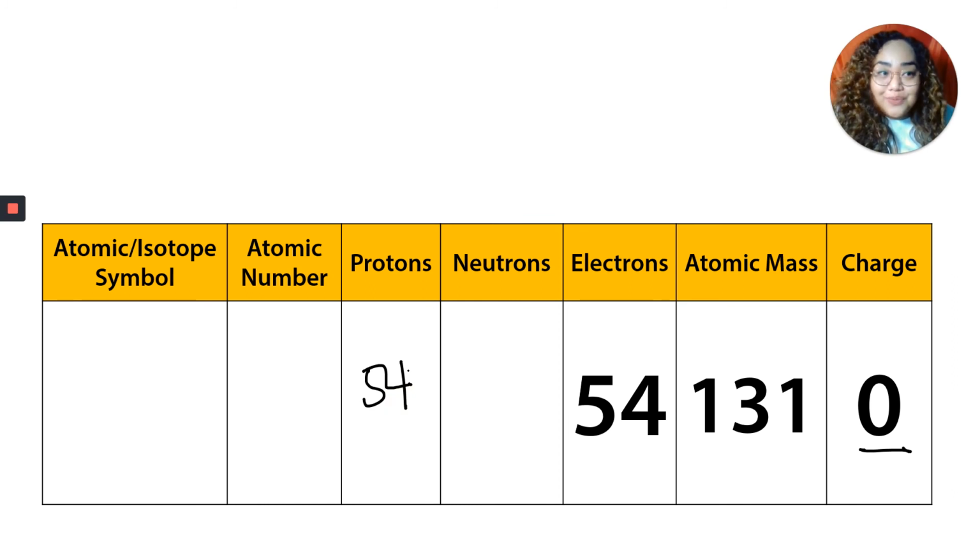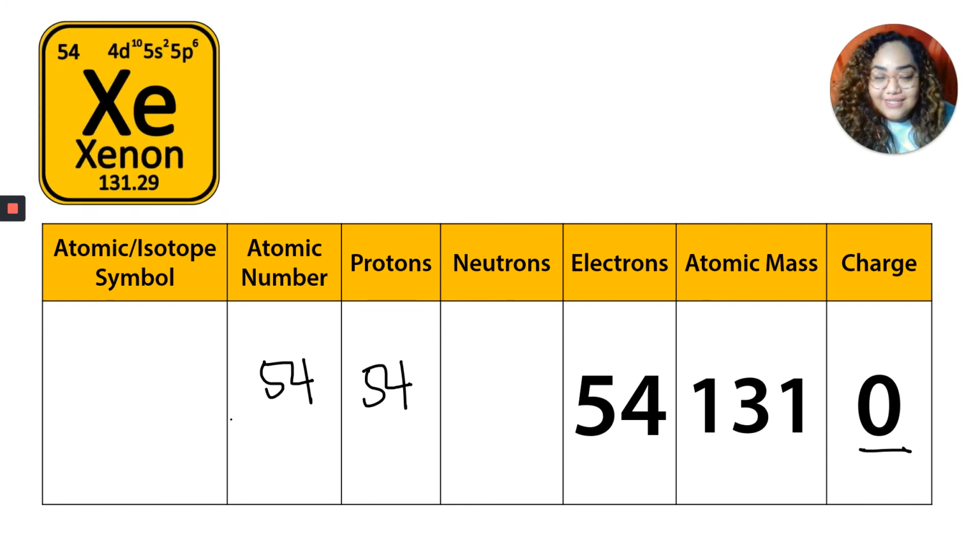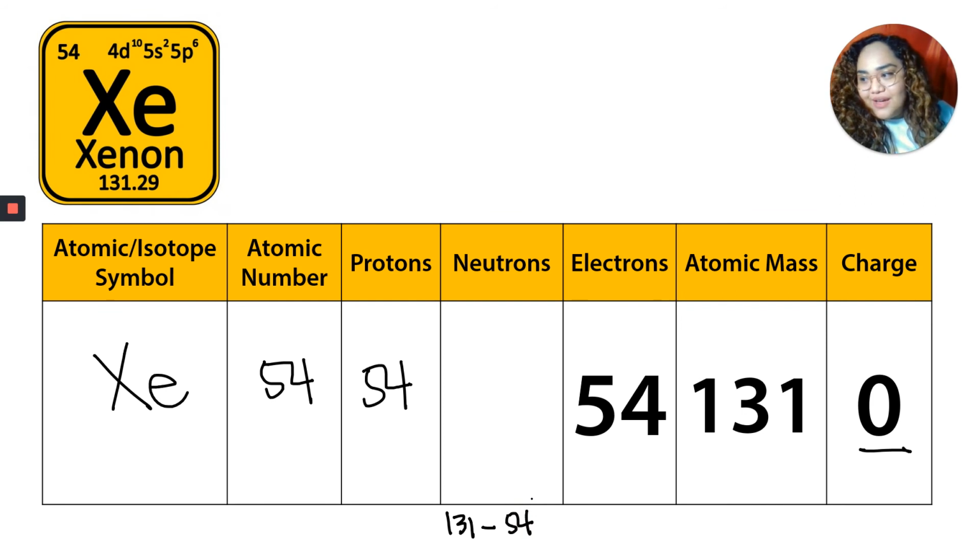And the number of protons dictates your atomic number. Therefore, the atomic number is 54. Therefore, the element that we're looking for is atomic number 54, and that is xenon. So we're going to write here xenon. Now, what about for the neutrons? That is 131 minus 54. Okay, so how much is that? You will get 77. So that's pretty easy, isn't it?